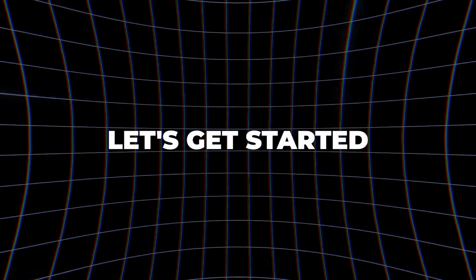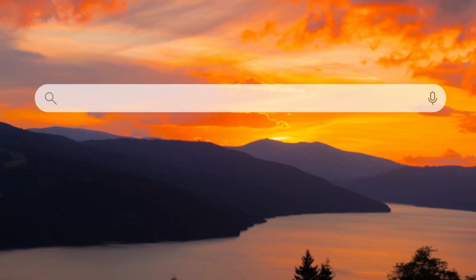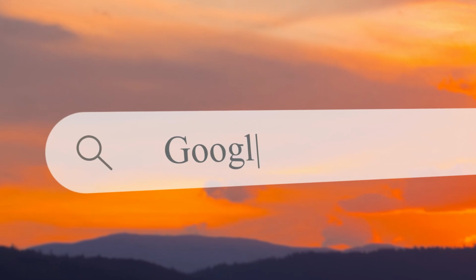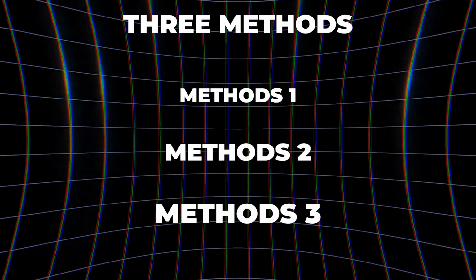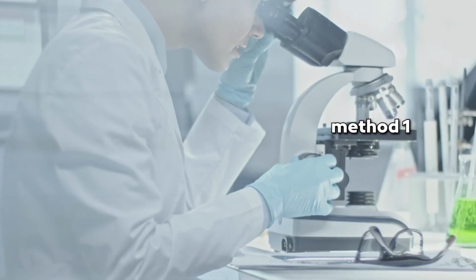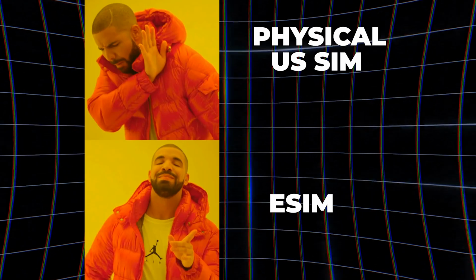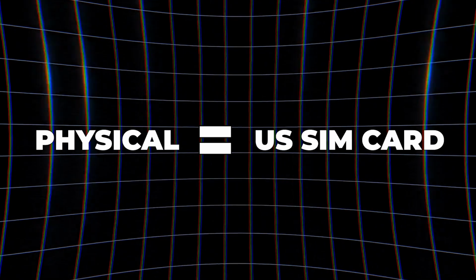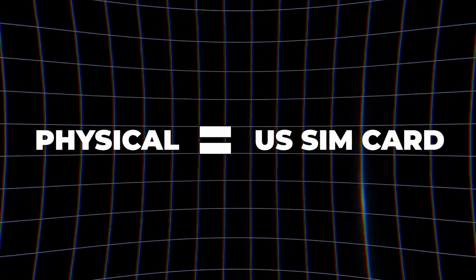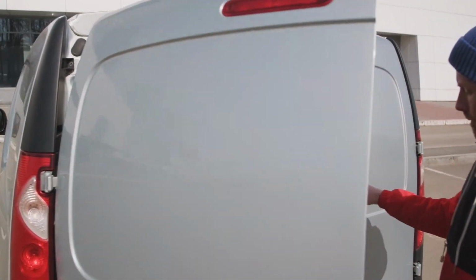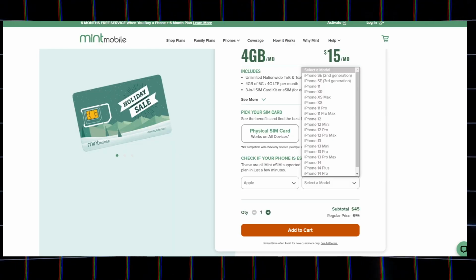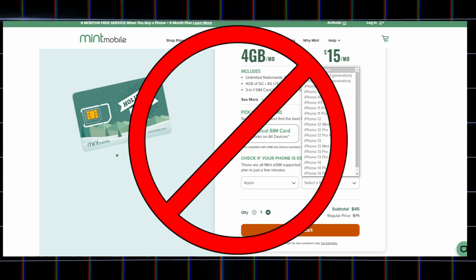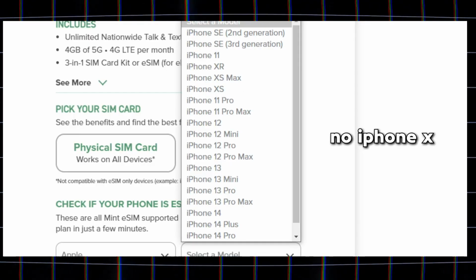So let's get started. I've spent a ton of time researching how to actually do this, and let me show you the 3 methods I found and which one of them I tested. Method 1. The first method I looked into was an eSIM instead of getting a physical US SIM card, since I heard that it would have the same effect, because then I didn't need shipping and switching between my normal SIM card and the US SIM card. But when I went to order, I realized that I couldn't get an eSIM because I have an iPhone X.